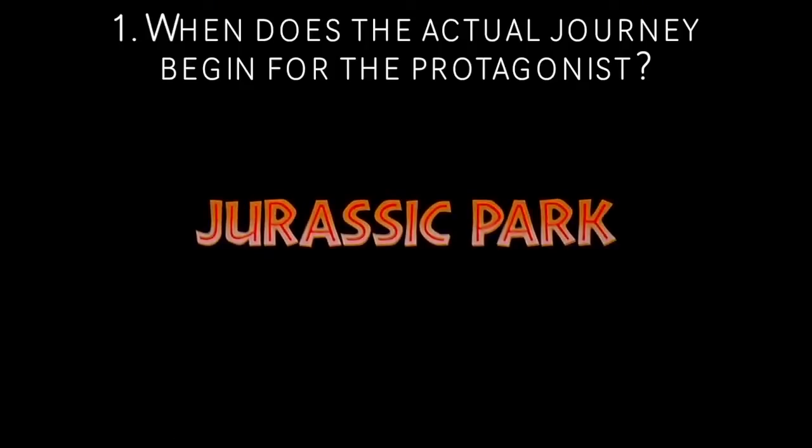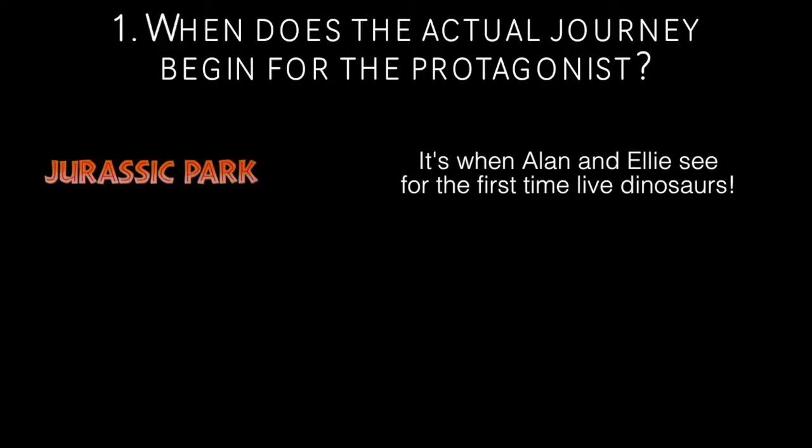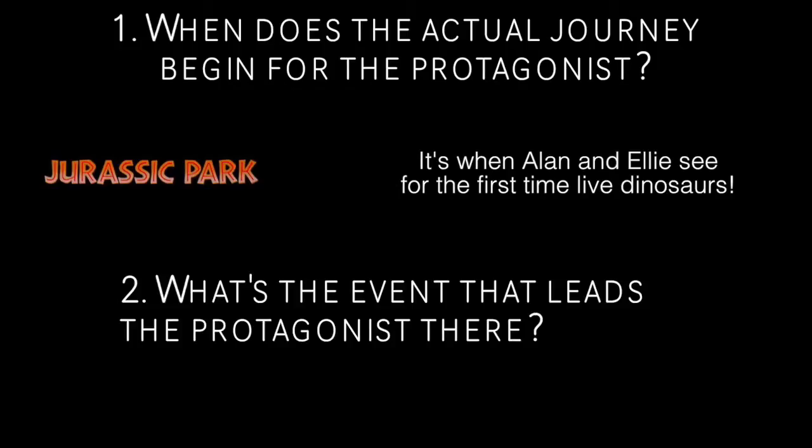Jurassic Park. When does the actual journey begin for the protagonist? Dr. Alan Grant and his wife, Dr. Ellie Sattler, arrive on the island where Jurassic Park is, and they are shocked to see live dinosaurs. What's the event that leads the protagonist there?